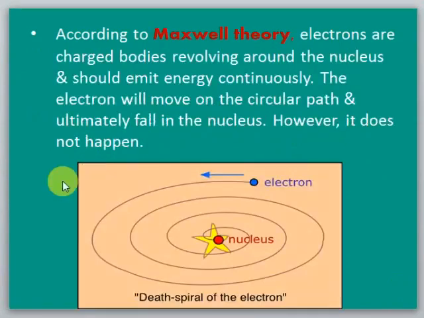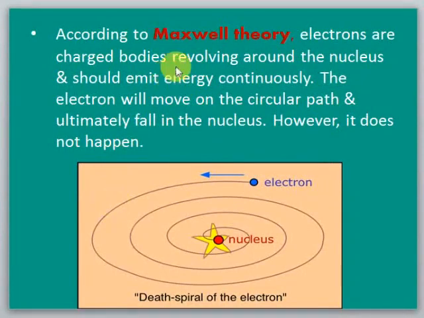The second objection or defect in Rutherford's atomic model was that, according to Maxwell's theory, electrons are charged bodies revolving around the nucleus and should emit energy continuously. The electron will move on a circular path and ultimately fall into the nucleus. However, it does not happen.